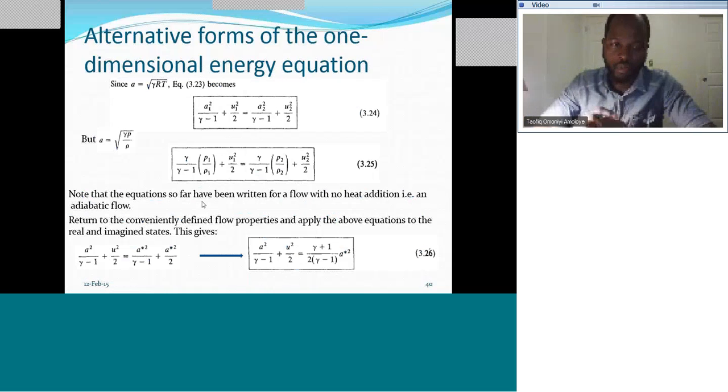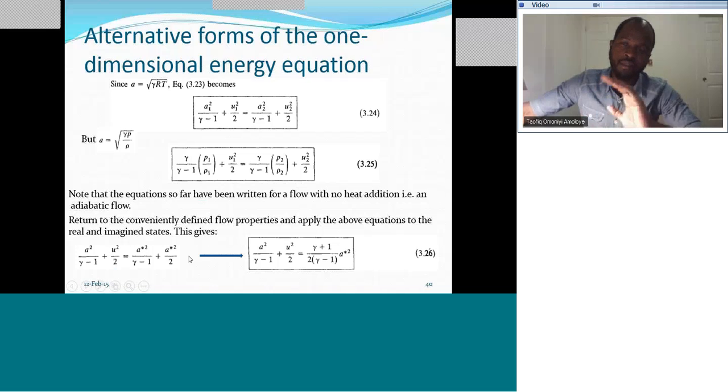So if we now return to the defined flow properties, that is the characteristic state where we imagine that we slowed the fluid element down or sped it up to the condition where its Mach number is equal to 1. That's the first imaginary state that we talked about. The second imaginary state was when we slowed it down isentropically to the point where its velocity is equal to 0. So we are going to write the different forms of the energy equation which we just looked through for the real state and then the imaginary state.